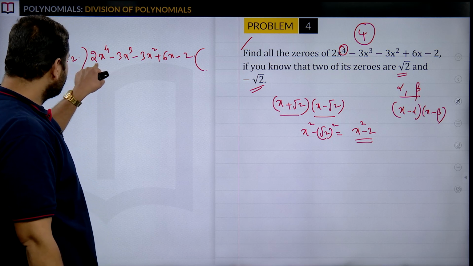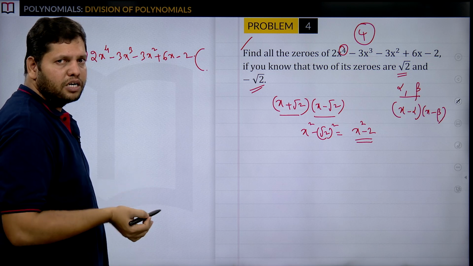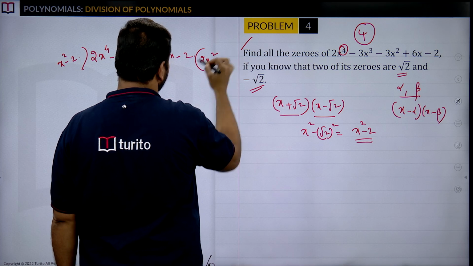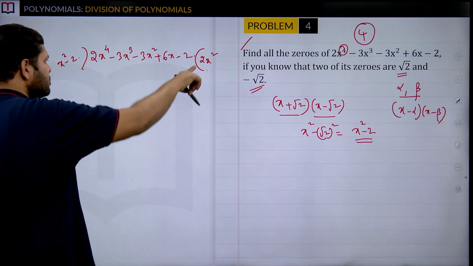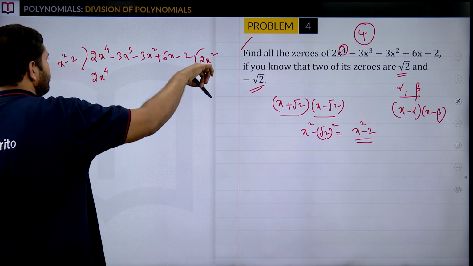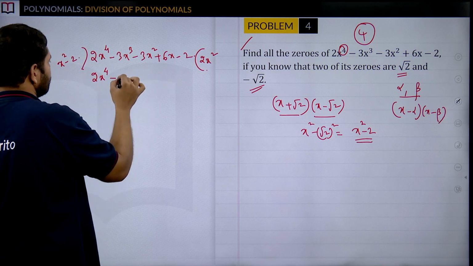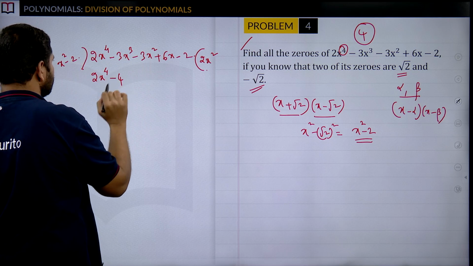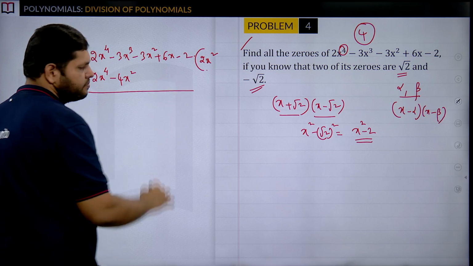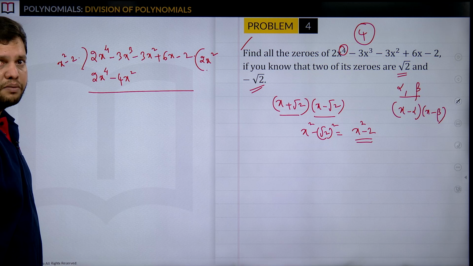Children, we need to get the 2x power 4 term, and we have the x square term. So can you tell me, children, which term we need to multiply? We are supposed to multiply by a 2x square term. When I multiply, 2x square into x square is 2x to the power of 4. 2x square into minus 2 is minus 4x square. Clear, children? Just look at this question, solution, and see the steps.